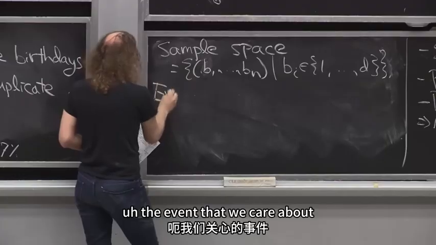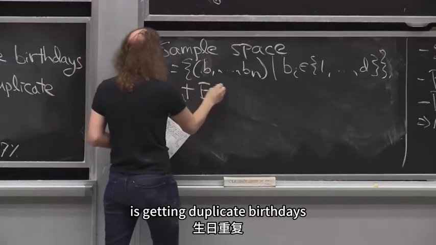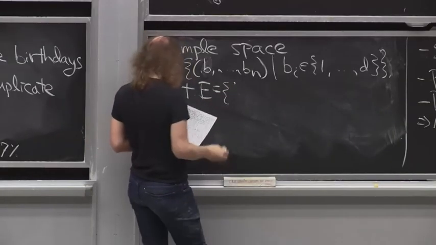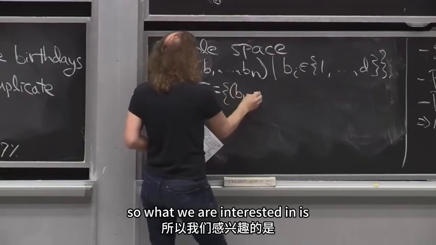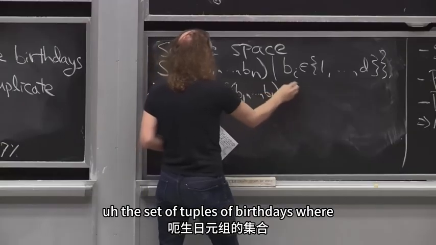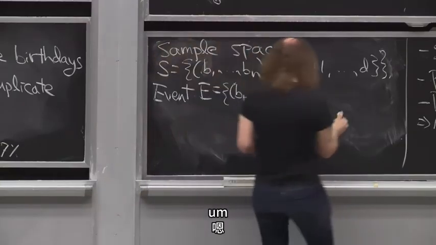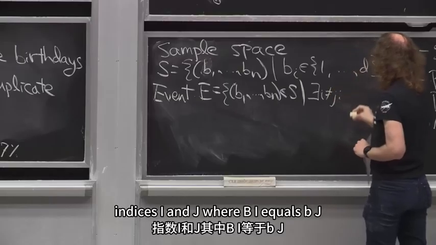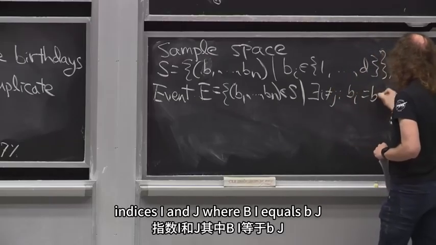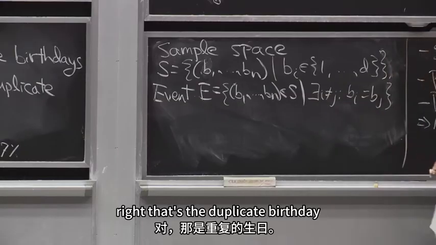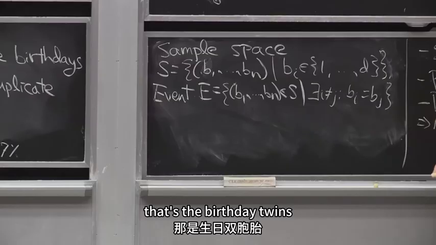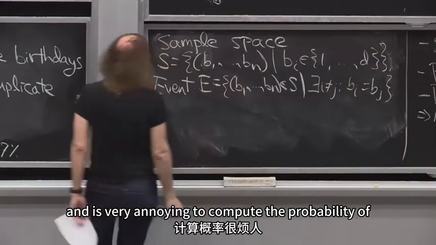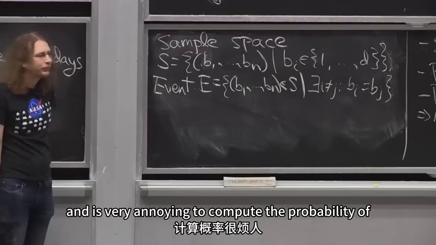The event that we care about is getting duplicate birthdays. So I'm going to call this S. What we are interested in is the set of tuples of birthdays where there are some 2 indices, i and j, where bi equals bj. Right, that's the duplicate birthday. That's the birthday twins. This happens with high probability and is very annoying to compute the probability of.